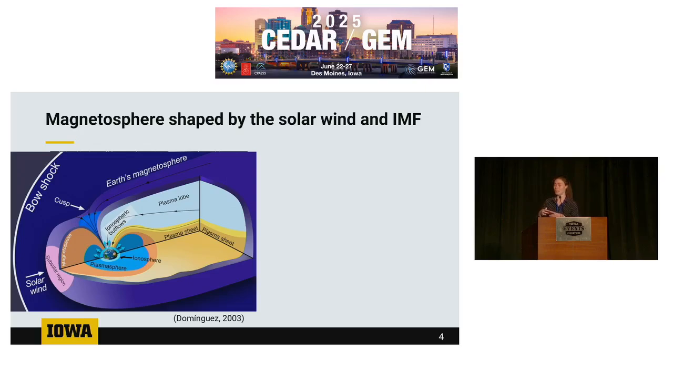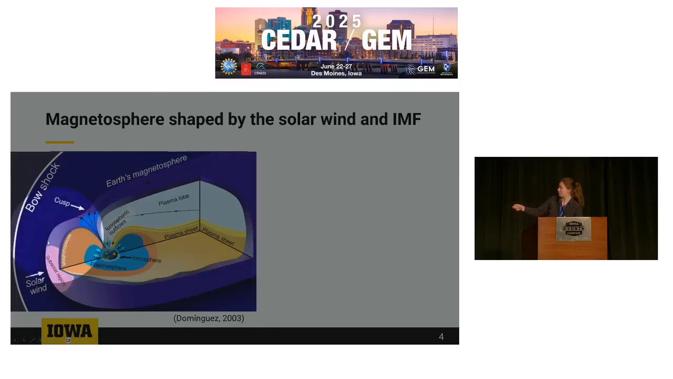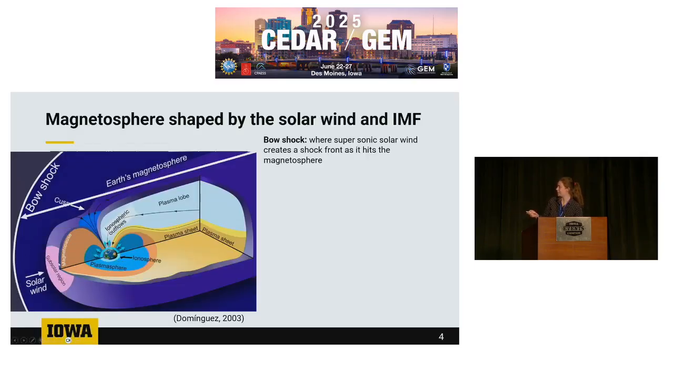I like to think of the magnetosphere as a pebble in the ocean of the solar wind. So we have the solar wind coming in from the left here. It reaches our Earth, and because the solar wind is supersonic, it creates a shock wave once it reaches the Earth's magnetic field, and that's the bow shock.